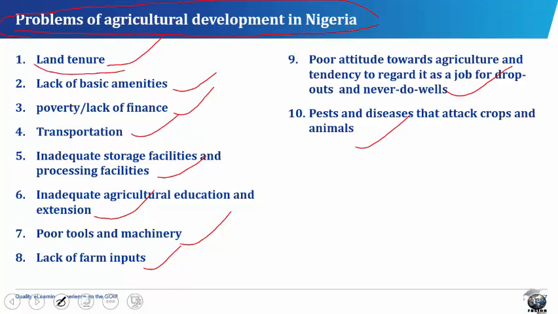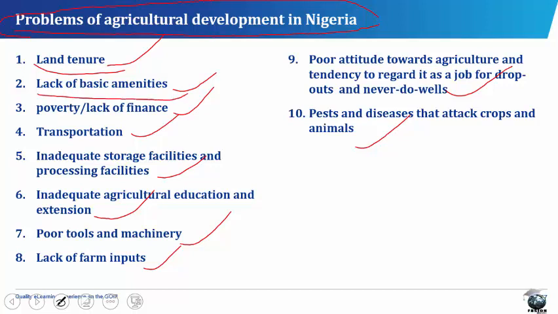In the land tenure system, we have two main systems of land ownership in Nigeria. They are the communal land tenure and the individual land tenure. In communal land tenure, the land is owned by the community, village, family, or clan, while individual land tenure is a system of land ownership whereby the land is owned by the individual.